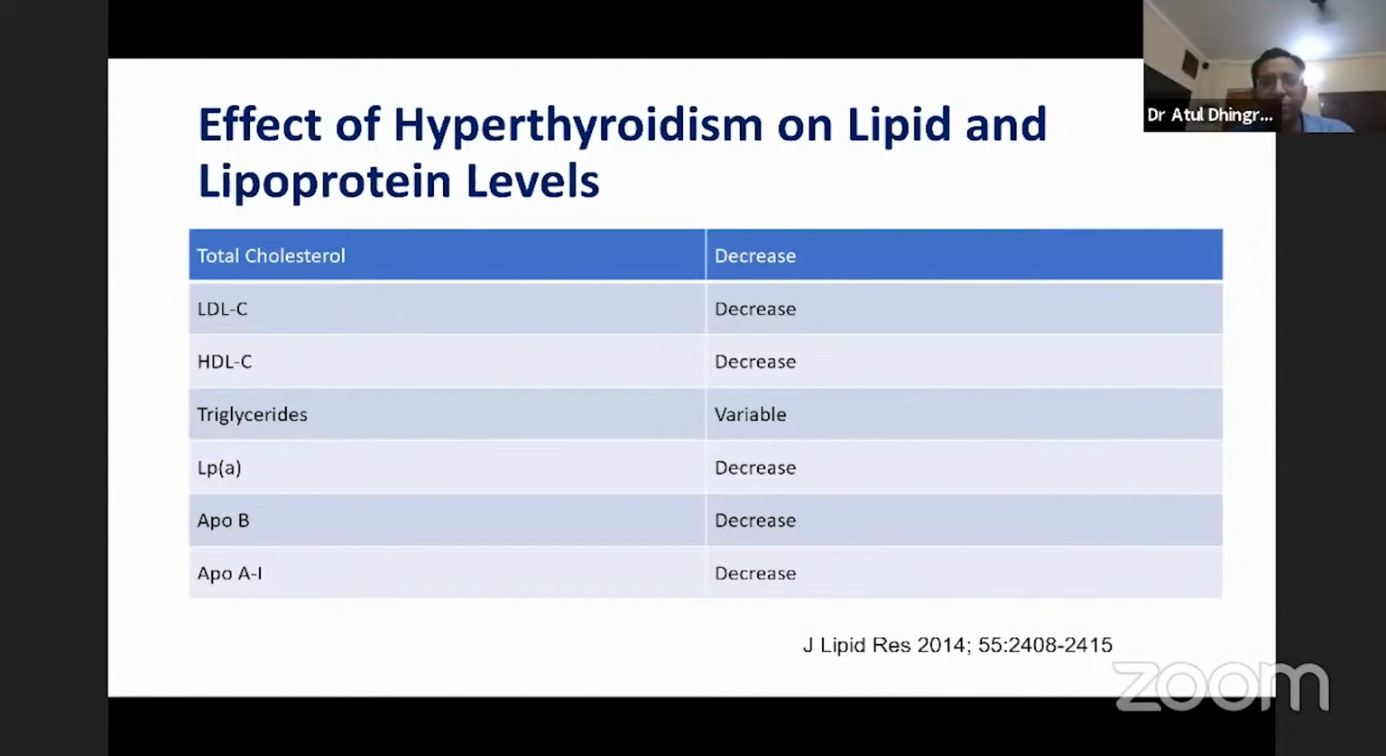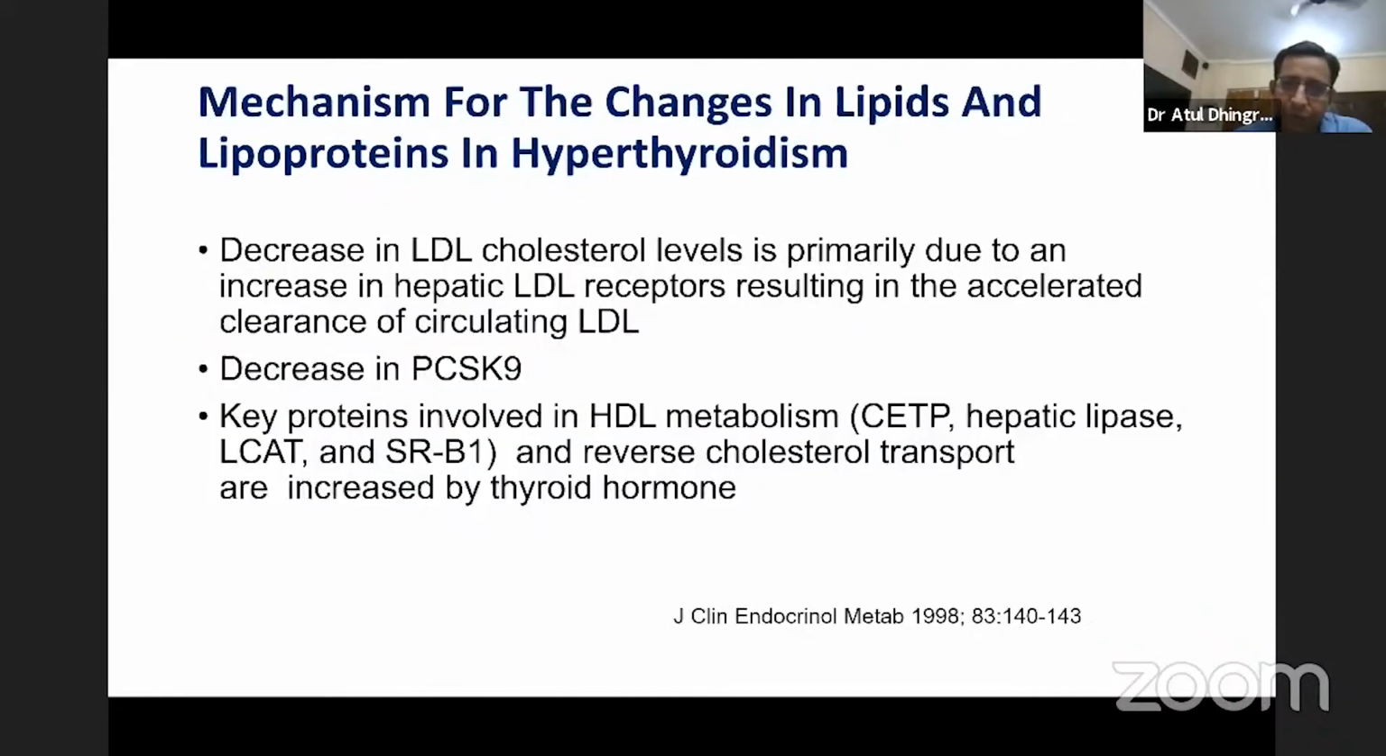Coming to hyperthyroidism, the effects are totally opposite. The total cholesterol is reduced, LDL cholesterol is reduced, HDL cholesterol is reduced, the effect on triglycerides is again variable, and all of the apolipoproteins, whether it is lipoprotein A, apolipoprotein B, or apolipoprotein A1, all are reduced. The mechanisms are exactly opposite.